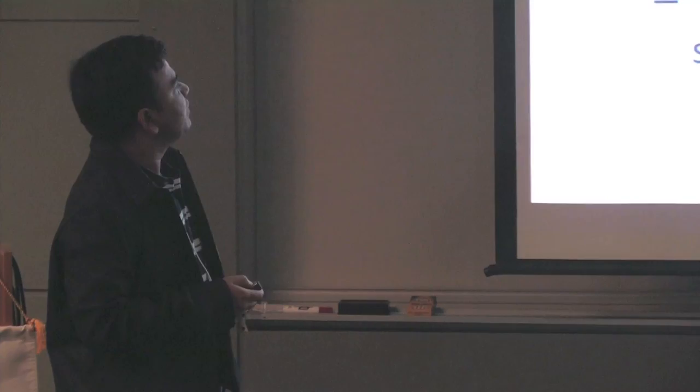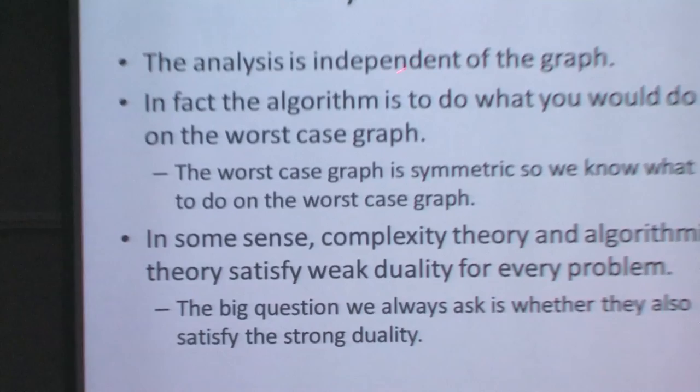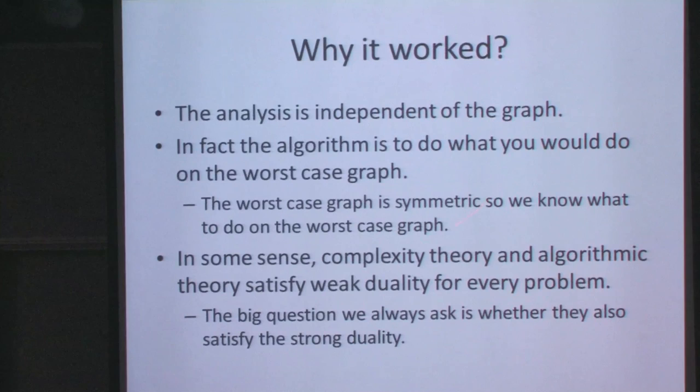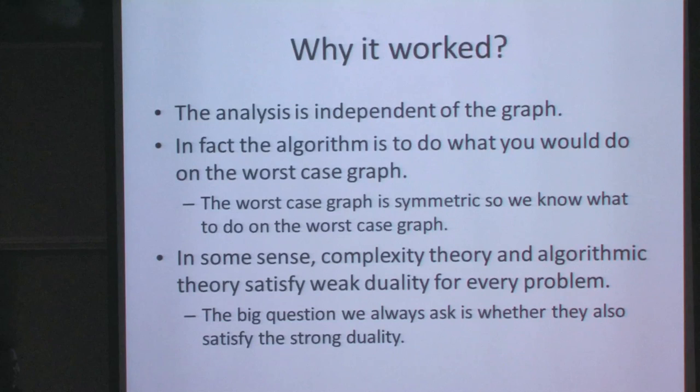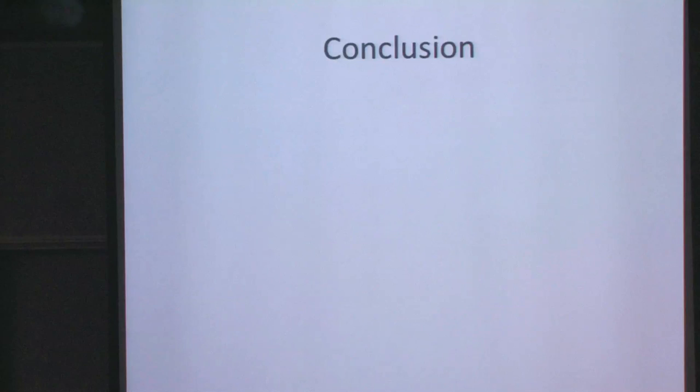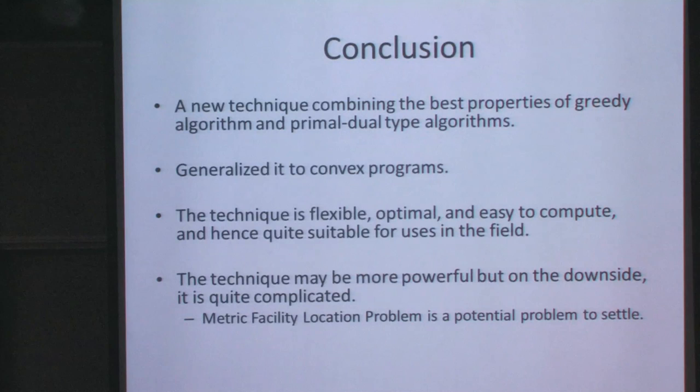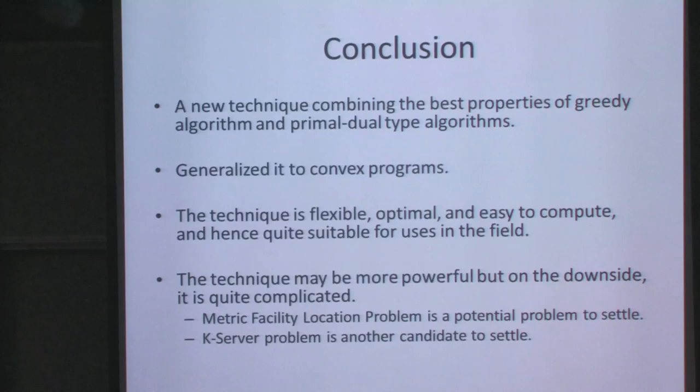Okay, so why does this analysis work? Because it's independent of the graph. Okay. This is the second last point, just to say that the analysis is independent of the graph. So what the algorithm actually does is whatever you do on the worst case example. And I've already said this, so yeah, these are some of the open problems which we can of course talk about offline. So I should conclude my talk. Thanks.